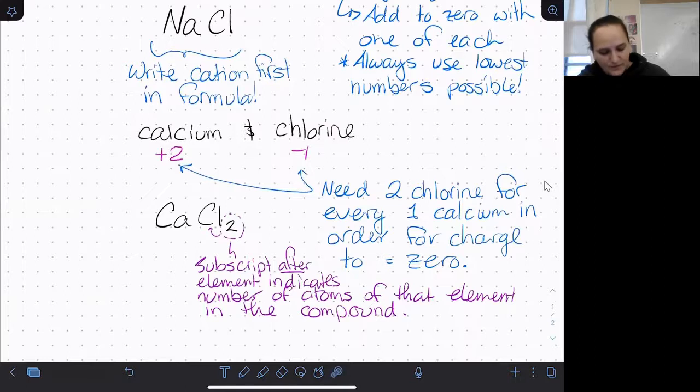You will notice that we did not use any subscripts up here, and I do not have a subscript after calcium. A subscript of 1 is implied. We don't explicitly write it. So the fact that there's nothing here is telling me that this subscript is 1.